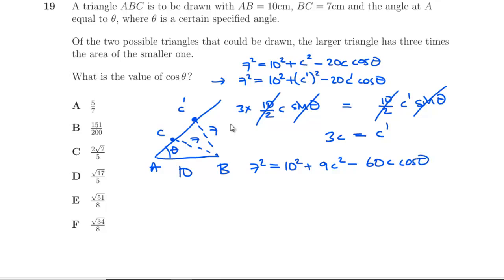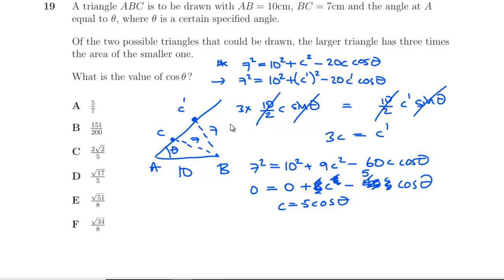Okay, so I've got 2 of those. Looks like I should subtract? Let's subtract this one from that. So I'll get 0 equals 0 plus 8c squared minus 40c cos theta. So c can't be 0, so let's get rid of those. I can divide through by 8 to get rid of those. So I've got that c is 5 cos theta. C equals 5 cos theta.